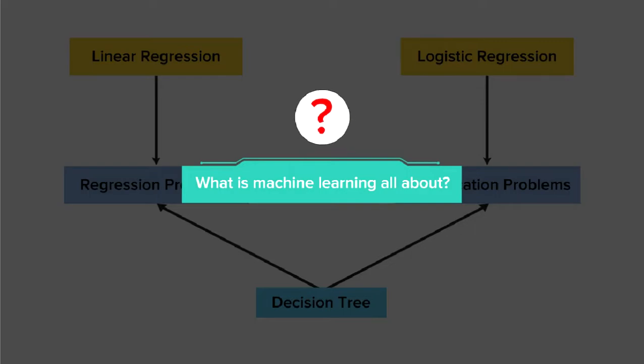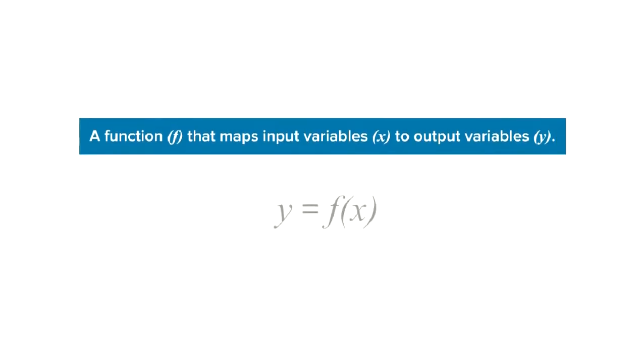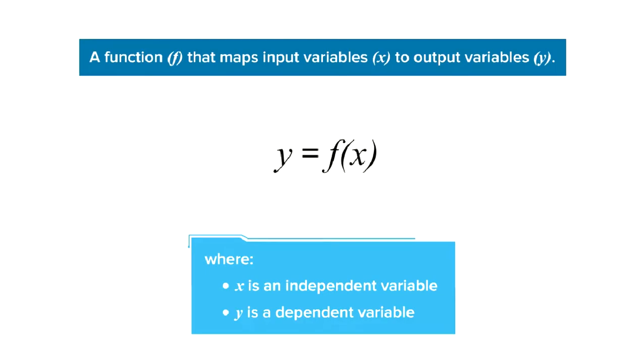What is machine learning all about? Well, we are almost halfway through the training now. We should be able to answer this. Machine learning can be explained in layman terms as learning a function f that maps input variables x to output variables y equal to f(x), where x and y are the independent and the dependent variables respectively.